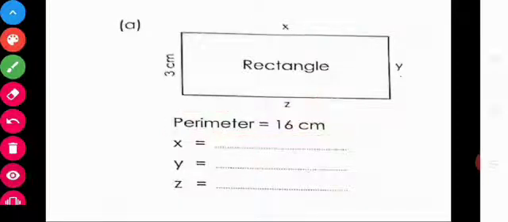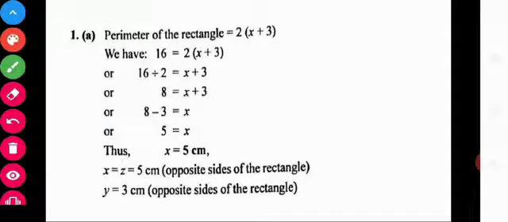Okay children, look at the solution. Perimeter of the rectangle, what is the formula? 2 into (L plus B). The breadth value is given as 3 centimeter. Consider this length as X. Write the perimeter of the rectangle, how much is it given already? 16 is equal to 2 into (X plus 3).